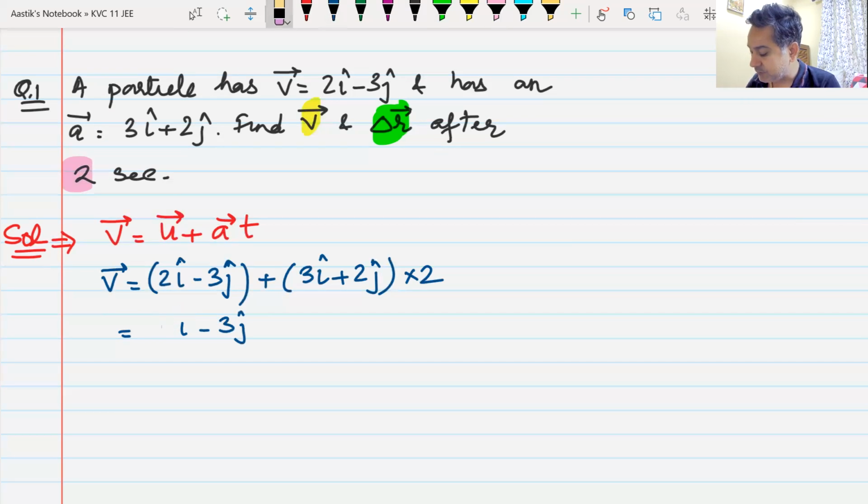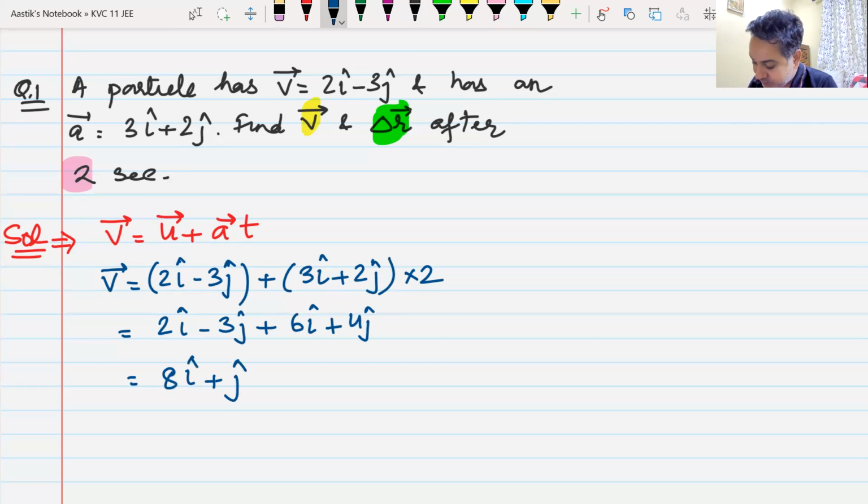Why am I writing 4i? It is 2i minus 3j plus 6i plus 4j. I add and I get the answer 8i plus j. That is my velocity after 2 seconds.